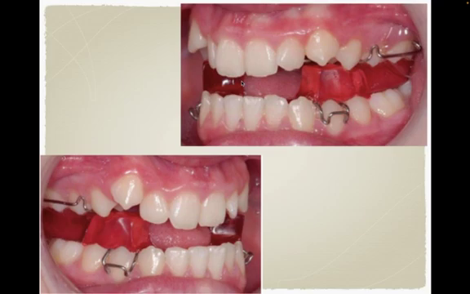And also don't forget that if you convert the patient from class 2 division 2 into class 2 division 1, he will look more severe. And he will end up with a huge overjet that most likely the parents and the kids will not like. So we strongly recommend that you use the modified twin block. It's better in all ways. You save time, you save money, and you achieve better patient satisfaction.